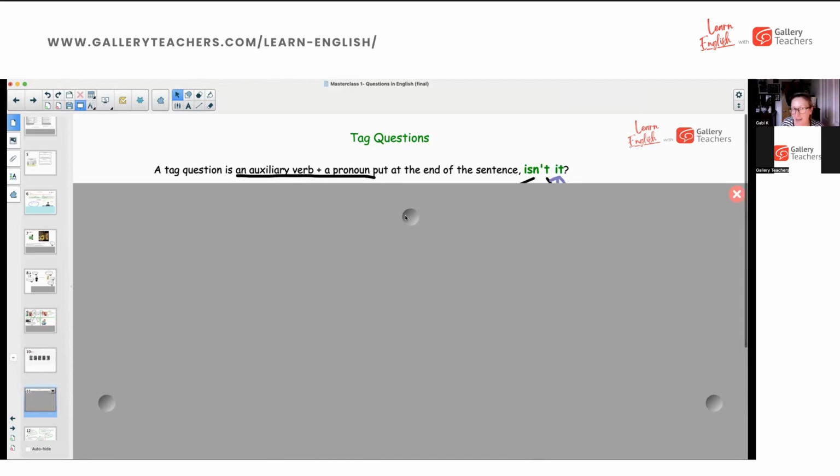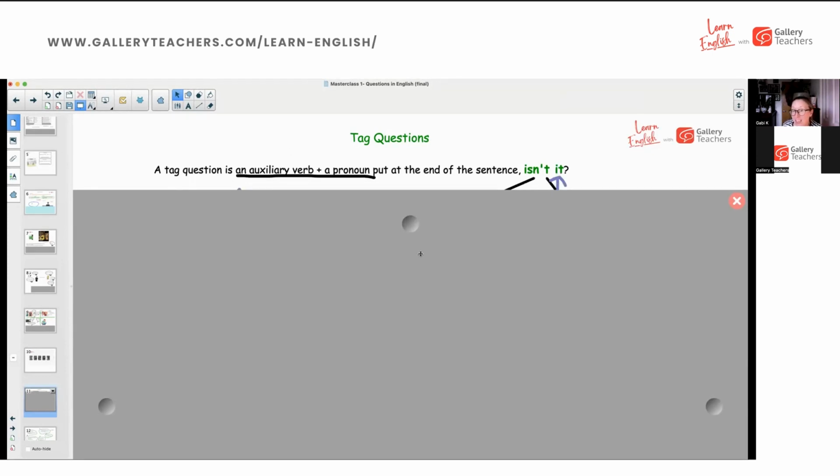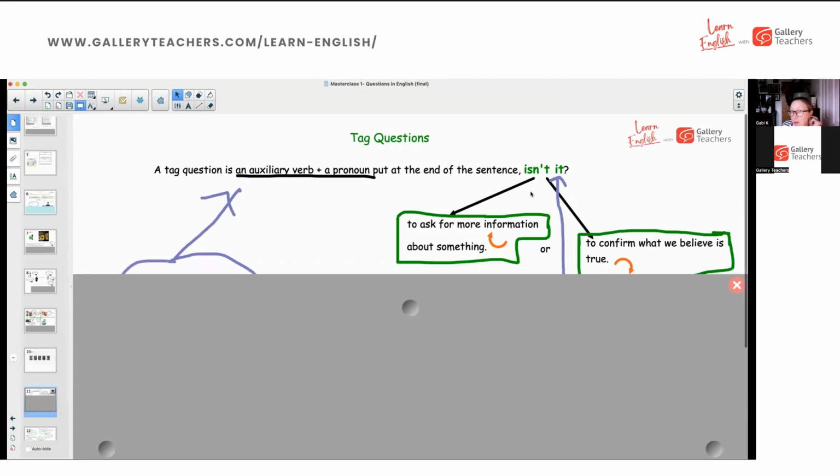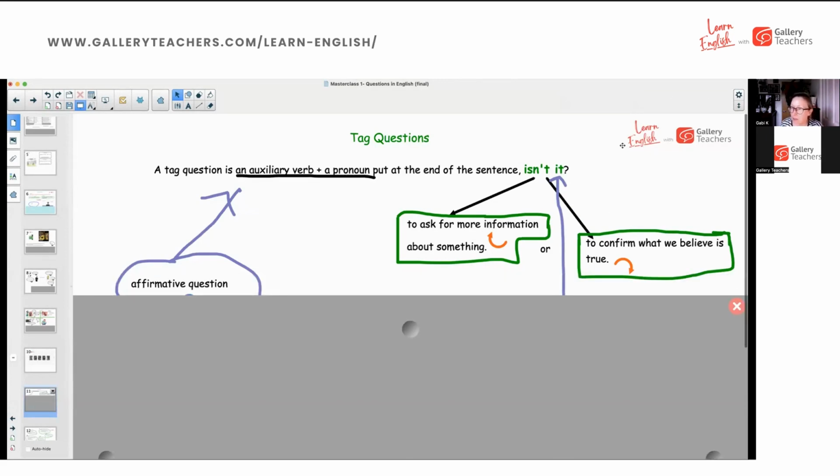You know that a tag question is just an auxiliary verb and a pronoun put at the end of the sentence, isn't it? Right? So you know that. You know that we could use tag questions to ask for more information, but you also know that we use tag questions to confirm what we believe is true, and then the intonation changes. So it could be the intonation goes up or it goes down, right?